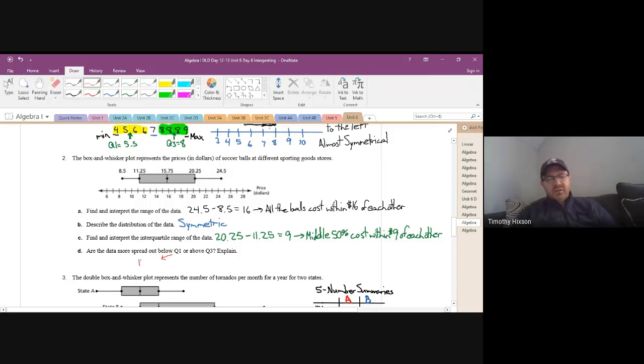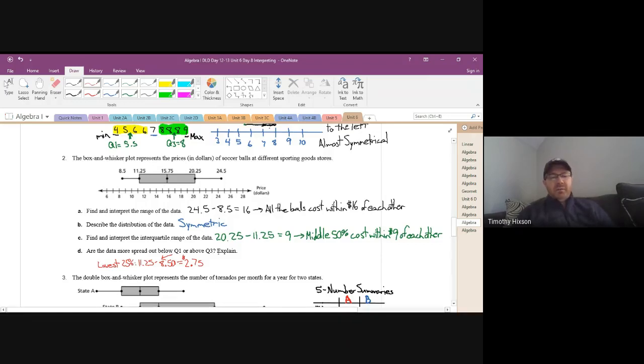Okay, so $11.25 to $8.50. Okay, so that has a spread of $2.75. Okay, so there's a $2.75 range of values for that bottom 25%, or the lowest 25%. Okay, that's what we're talking about below Q1.